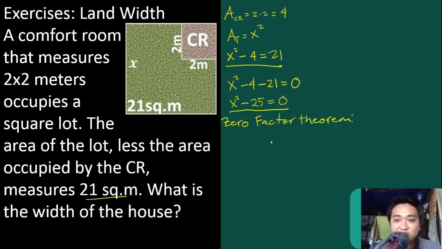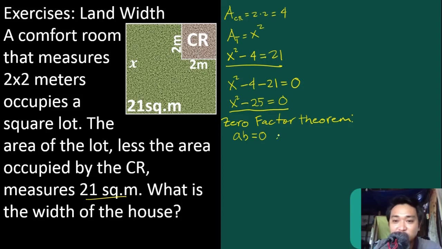Ano ba yung zero factor theorem? Ito, napaka-popular nitong theorem na to, nitong property na to. Ano ba yun? So, if you have A times B, napaka-basic nito. A times B is equivalent to 0. If you have two numbers na minultiply nyo, tapos yung sagot nila, 0.